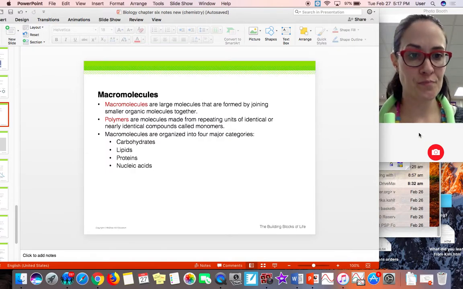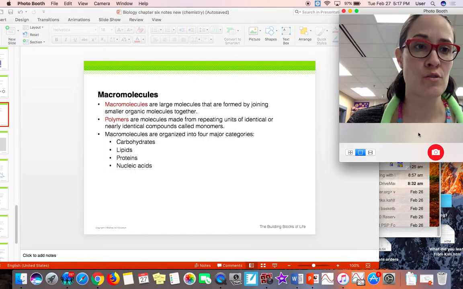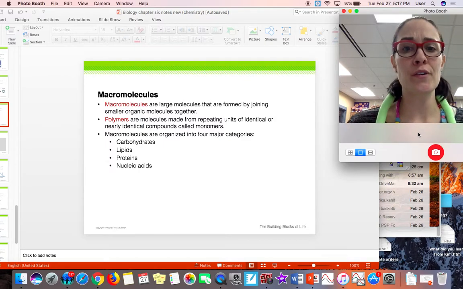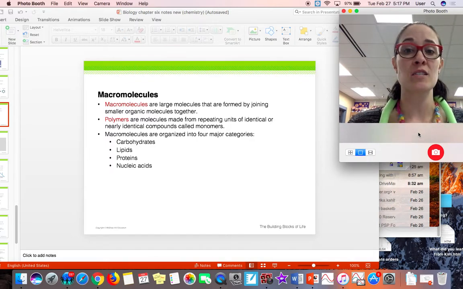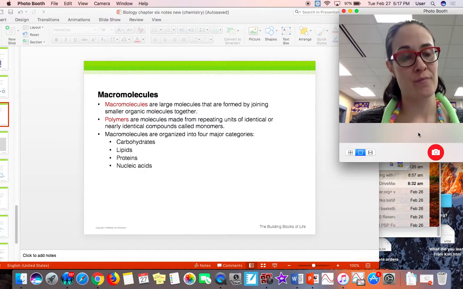Macromolecules. So the rest of the chapter will be devoted to these things called macromolecules. If you're to build a large molecule, you're going to join many small molecules together.